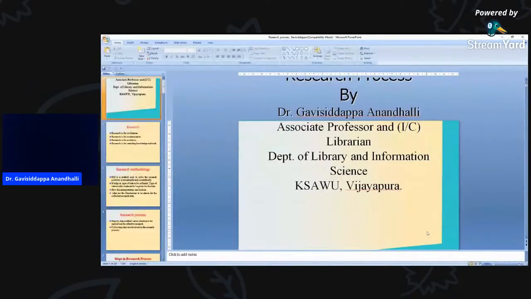Usually the first step is defining the research problem. Once you define the research problem, later we switch over to the review of literature, one of the most important steps in any research, to collect the background literature of the topic.